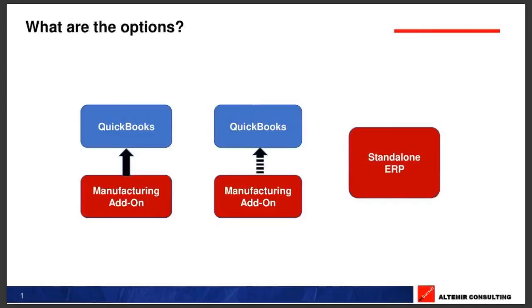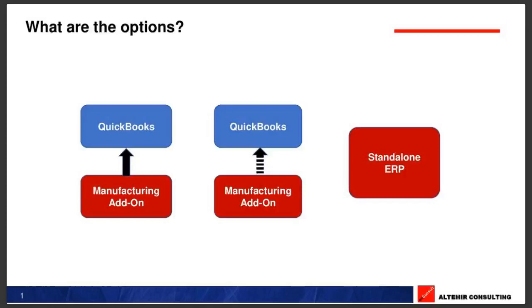So if you need to know the actual costs of fulfilling an order for a certain customer, or you want to know the status of work on the shop floor, then QuickBooks is probably not going to be sufficient. So what can you do? There are a few basic approaches you can take. You can augment QuickBooks with an add-on manufacturing package, and you can do that in two ways.